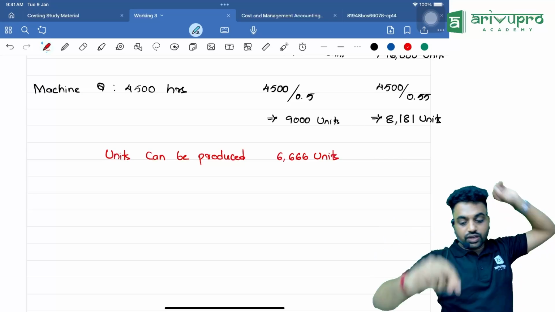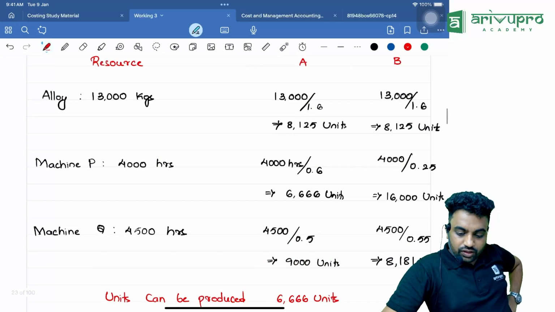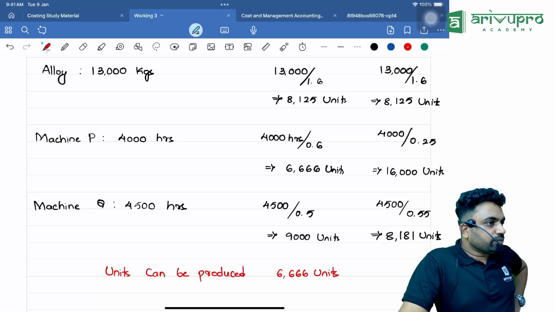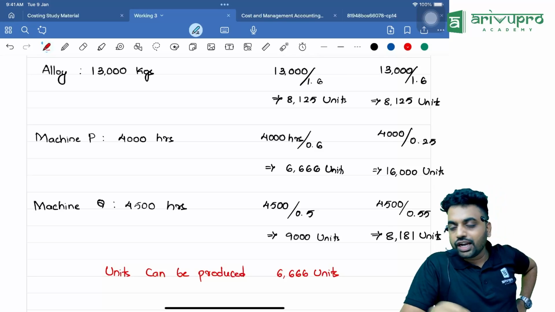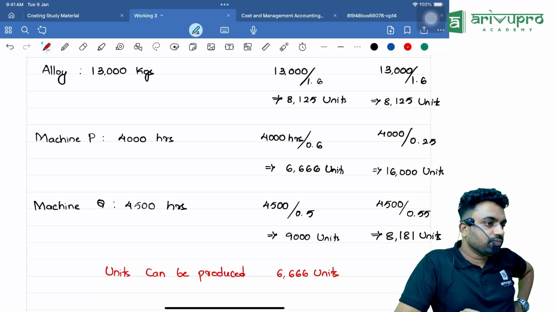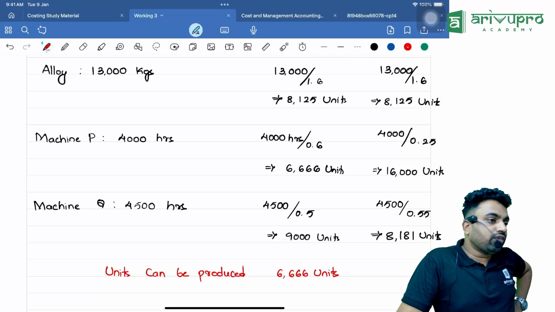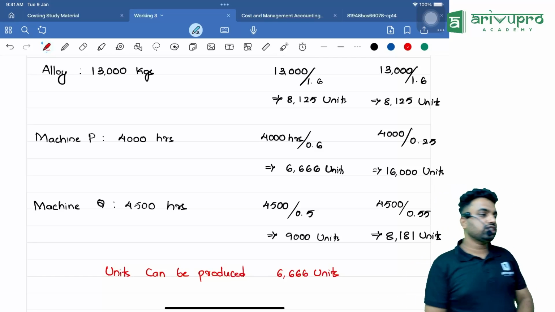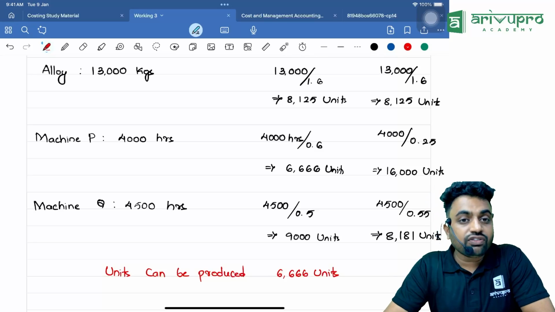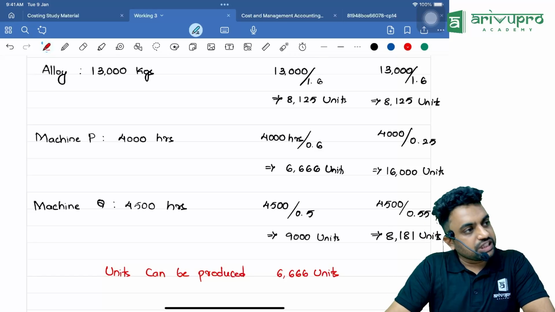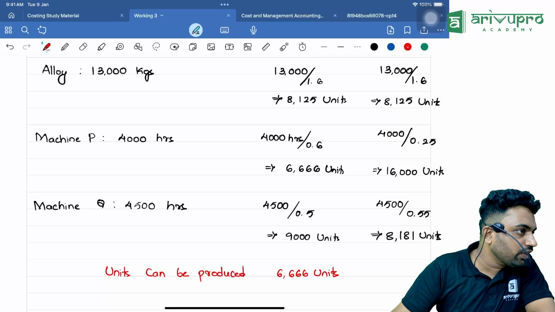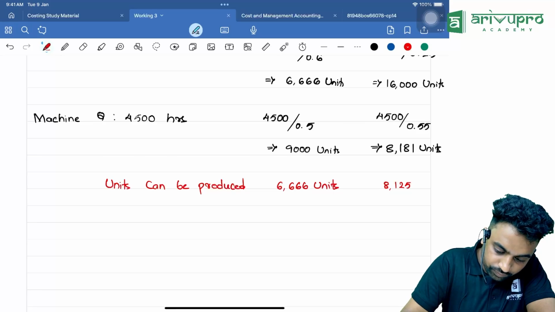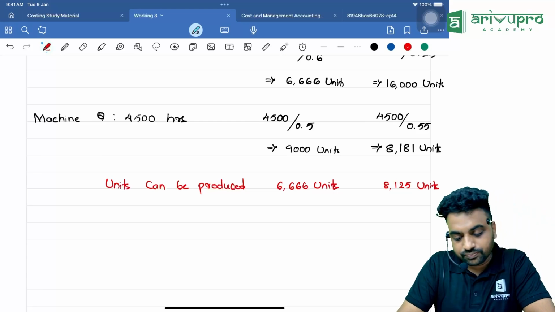Got it? Going to B. Let's say you give an input of 16,000. Machine P can process, but you don't have so much material at all. So you can't give that input. Okay. Sir, 8,181 now. Yes, machine P will process, machine Q will process, but again you don't have so much material with you. 8,125 material you can give. Machine P also will process, machine Q also will process. Moral of the story, 8,125 units.